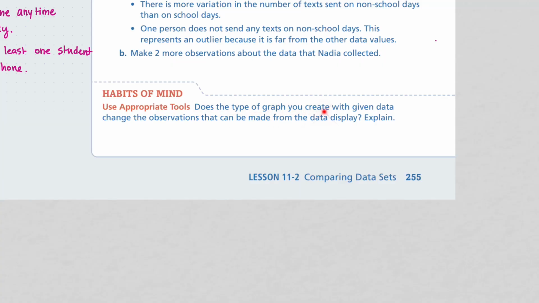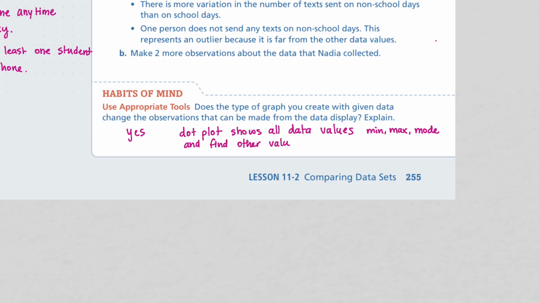Does the type of graph that you create with a given data change the observations that can be made from that data display? Explain. And remember that the answer is yes. Not all of these data displays give us the same information. A dot plot gives us all the data values. We can see the minimum, maximum, mode, and we can find the mean, the interquartile range. We can find all the other values. So that's for the dot plot.